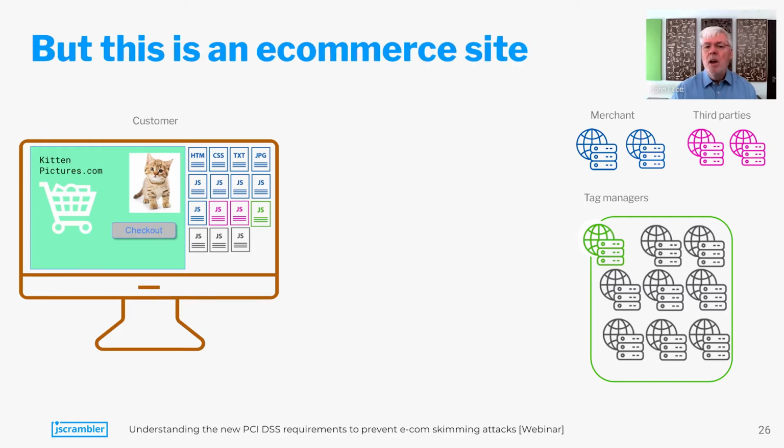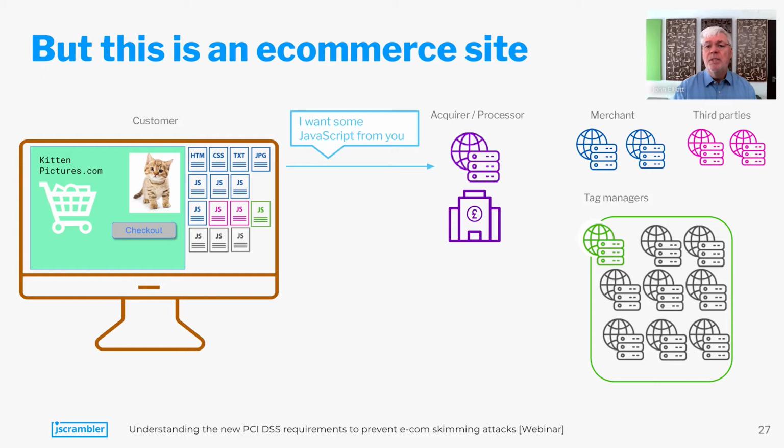But here, we're not dealing with just a general web page. We're dealing with an e-commerce website, so we need to enable some payment functionality. And the merchant will typically do this by loading a bundle of JavaScript from a payment service provider, or from an acquirer, or from an e-commerce payment gateway. Whatever you call it, that's the entity that's going to help the merchant process the payment and submit it to the card networks. Today, I'm going to call that entity a payment service provider, or PSP.